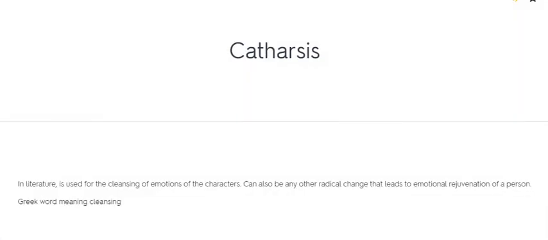Catharsis. In literature, is used for the cleansing of emotions of the characters. Can also be any other radical change that leads to emotional rejuvenation of a person. Greek word meaning cleansing.